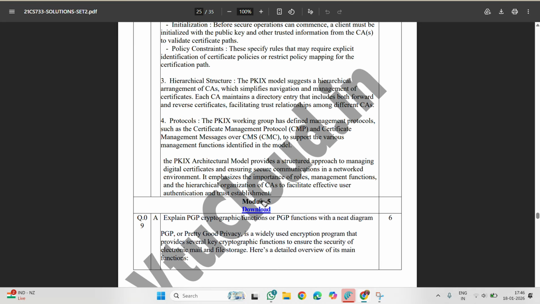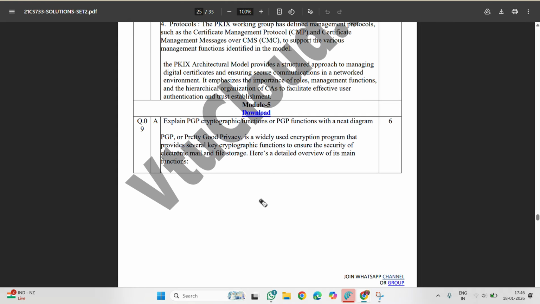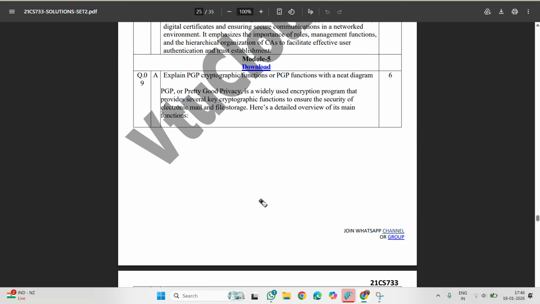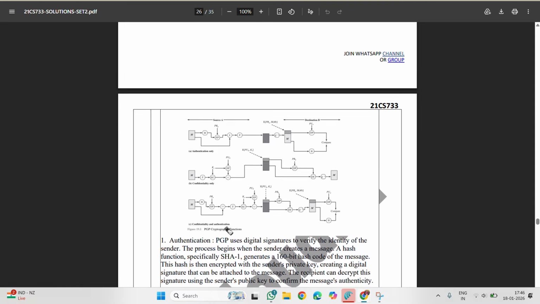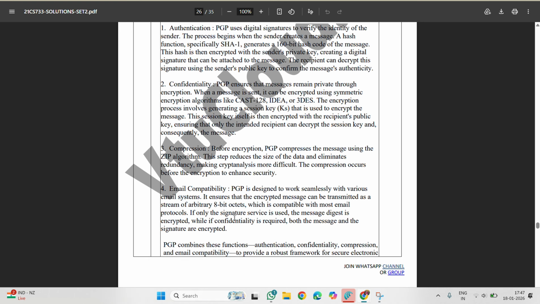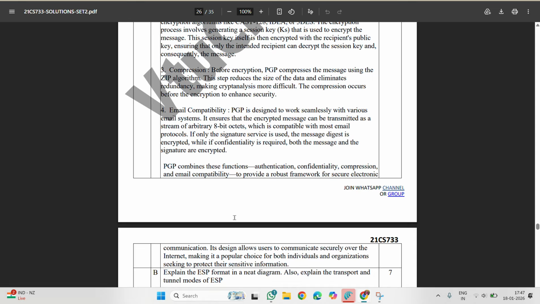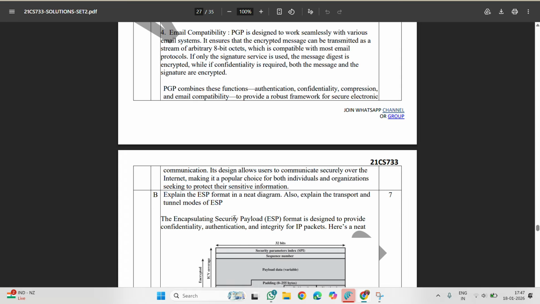And coming to the module 5, ninth question, explain PGP cryptographic functions or PGP functions with neat diagram. First, explain what is PGP, pretty good privacy, and why it is used. What are the applications of PGP? And next step is draw the diagram of the PGP and include functionalities like authentication, confidentiality, compression, email compatibility. Explain these terms.